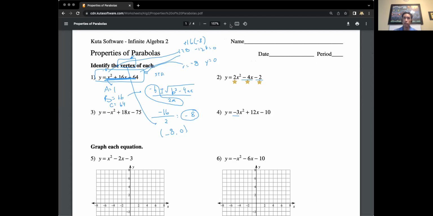And if they do, for some reason, decide to swap the order of these around, maybe they write this as negative 10 plus 12x minus 3x squared. Just be careful that you make sure that A is the one in front of the x squared, B is the one in front of the x, and C is the one that has no x next to it. They can change things around on you.